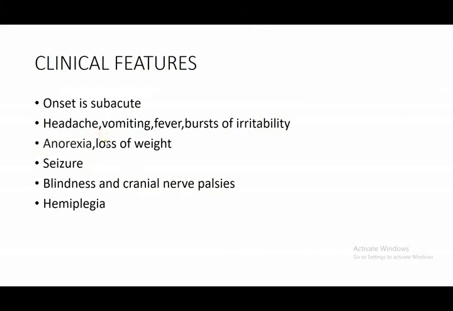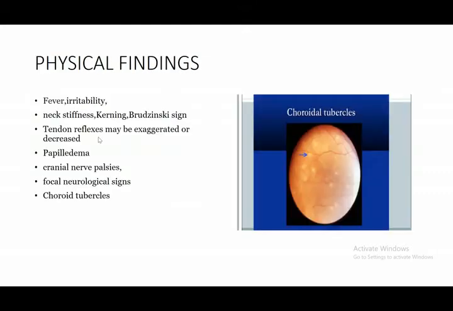With TB meningitis, onset is subacute, and sometimes it can be acute. Headache, vomiting, fever, bursts of irritability, anorexia, loss of weight, and seizures can sometimes be the presentation, along with headache and fever. And you may find various cranial nerve palsies, visual disturbances, and focal deficits like hemiplegia. Fever is a common finding, associated with some altered level of consciousness.